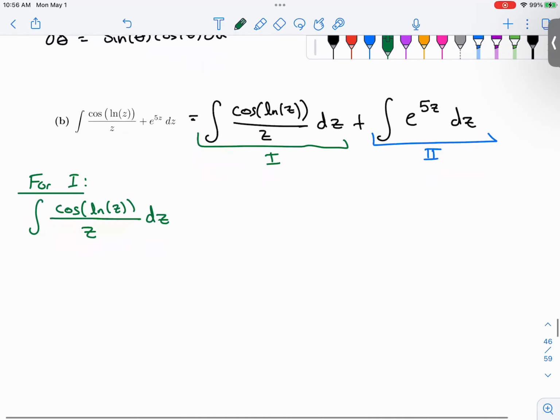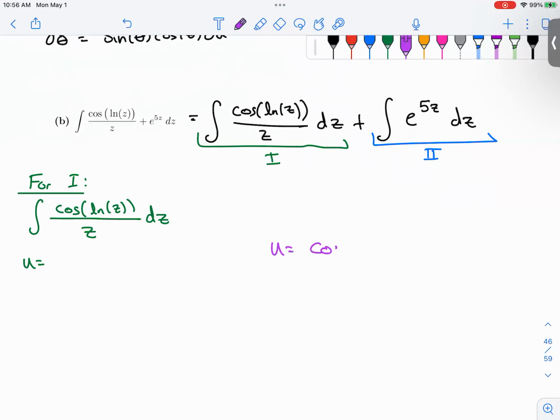So what do you guys want to use for u? The whole numerator might not be the best call because then you'll have a sine with your derivative. I love the idea. So I want to do that off on the side for just a moment.